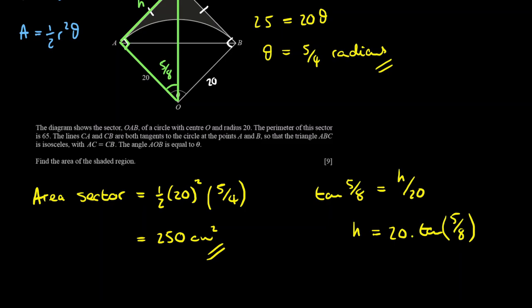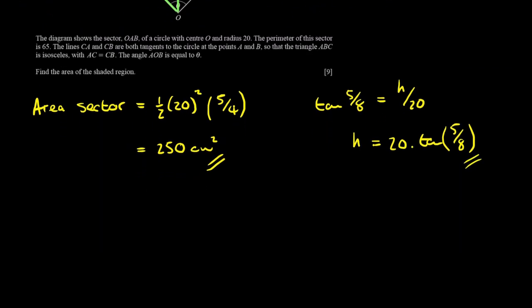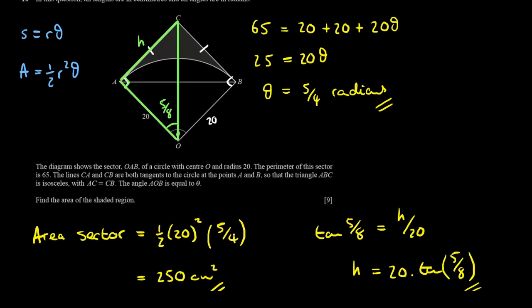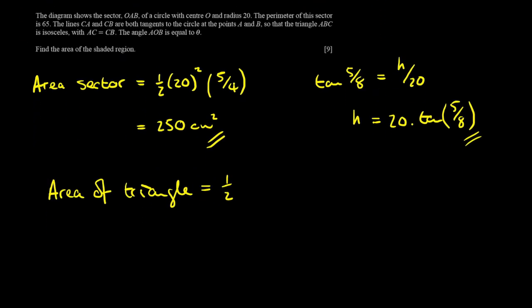Now that we've got that, everything else should hopefully be relatively straightforward, because we want to find the area of the triangle, of our little green triangle. I'm going to write that down. The area of a triangle is equal to 1/2 the base times the height. The base is 20. The height is that h. So we've got 1/2 times 20 times 20 tan 5π/8. So that's going to be 10 times 20, isn't it? Which is 200 tan 5π/8.